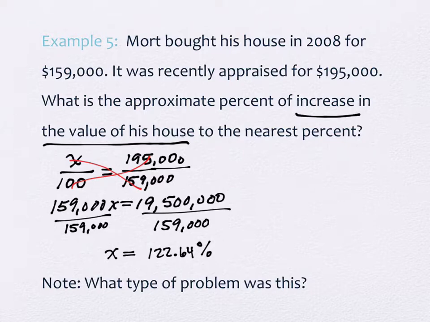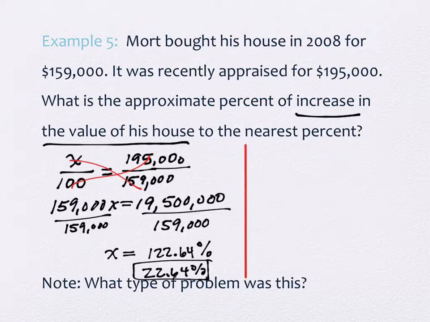We need to make sure that it's the answer to that question that we actually found or were asked. The question said, what is the approximate percent of increase in the value of his house? Did his house increase by 123%? No. What did it increase by? 22.64 or 23%, right. 22.64% is the answer to the question. The 100% part of that is the original value that it already was. Are you with me? That's what's going on with that 100 that's already there. So you have to be careful if you choose to do this method that at the end you're being very aware of what you've found and the fact that it doesn't quite answer the question that's asked.